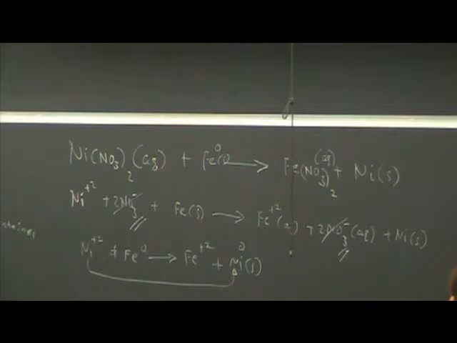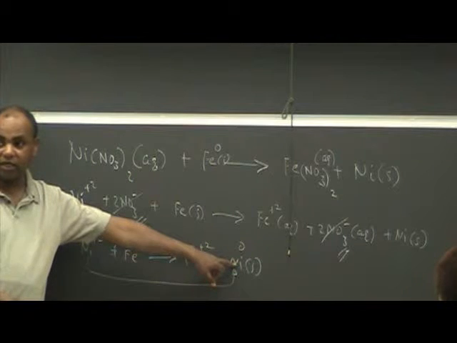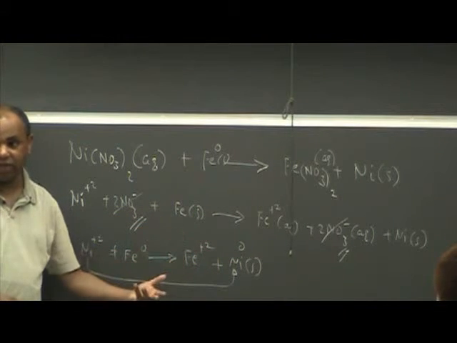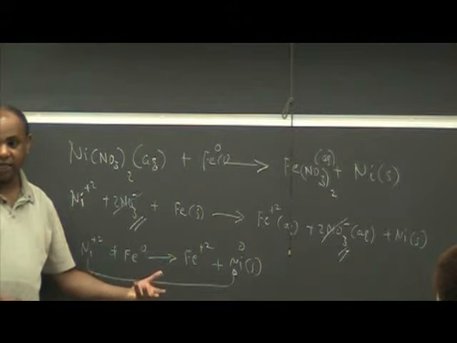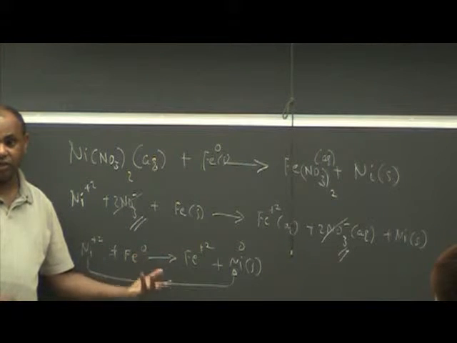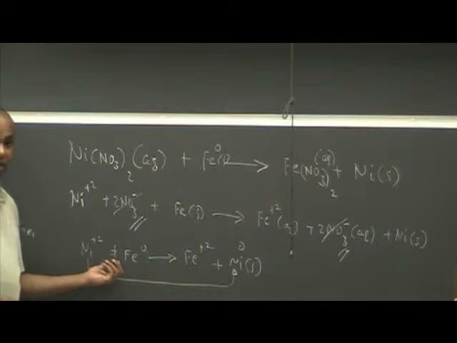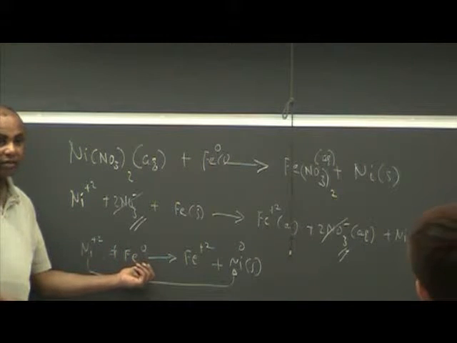Reduced. It's reduced. Okay, from nickel plus 2, you get into nickel 0. What does it mean? It's gaining 2 electrons, right? Gaining of electrons is called reduction. So nickel is reduced, right? What happened with iron? Oxidized.